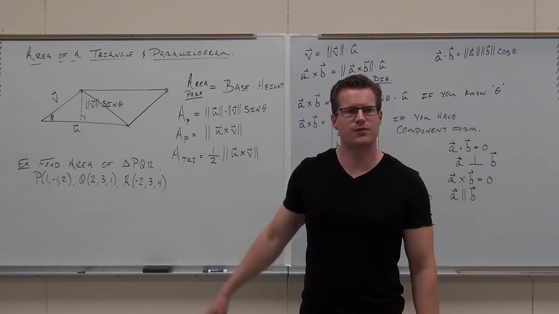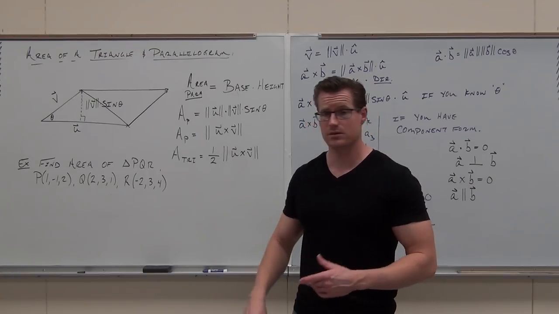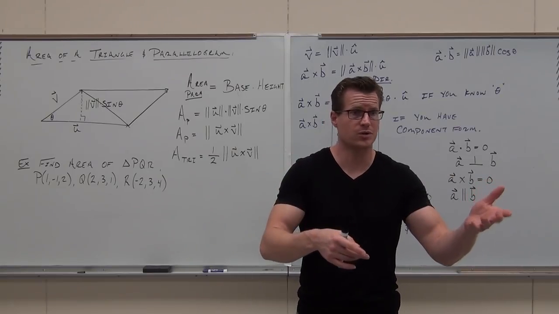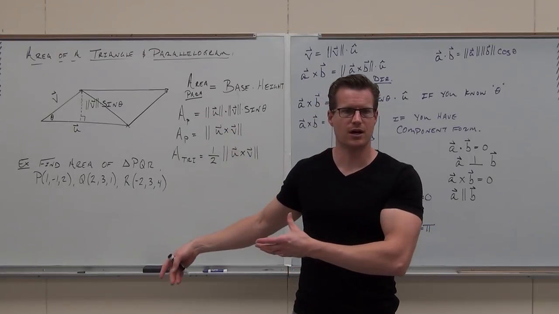It says, hey, can you find a vector between P and Q? Yeah? Can you find a vector between P and R? Yeah, that's awesome. Can you find the area of that triangle? That's a cross product. Can you do a cross product? Yeah. Can you do a magnitude? Yeah. That includes all this stuff. Does that make sense to you?